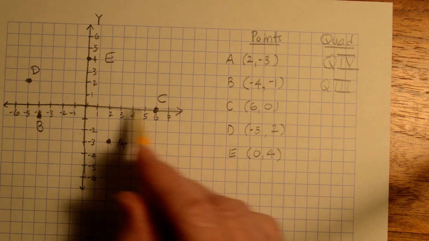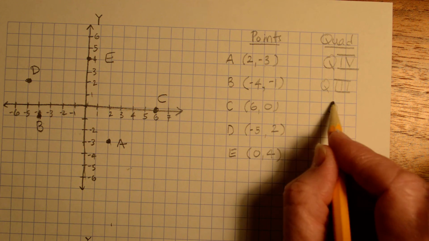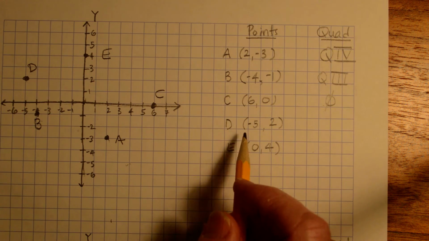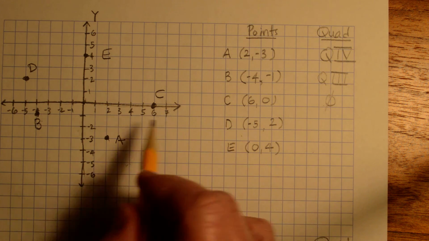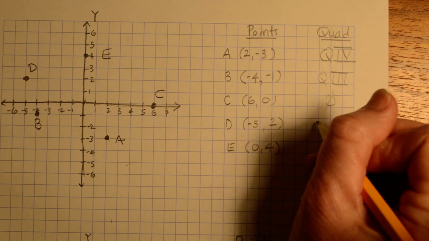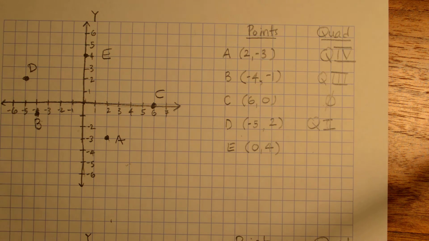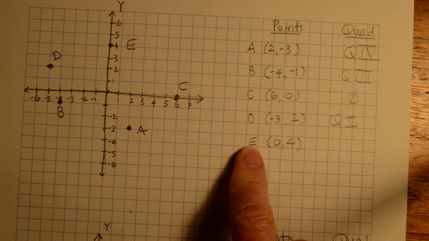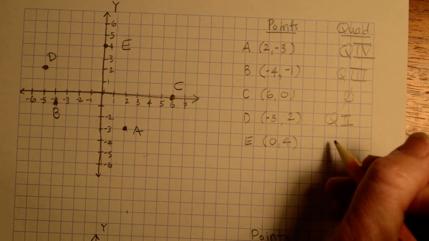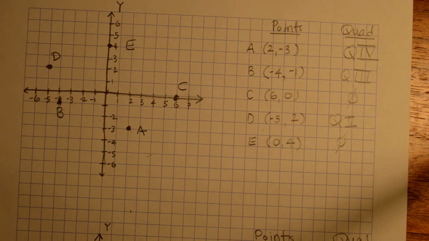Point C is on an axis, so we don't consider it in a quadrant. I'm just going to put that it's not applicable there. -5, +2, that was point D. That puts us in quadrant 2. And then the last one is 0, 4, and that is also not in a quadrant.